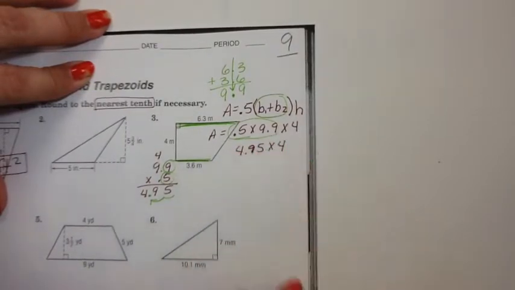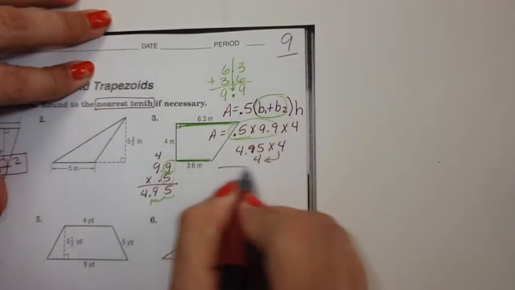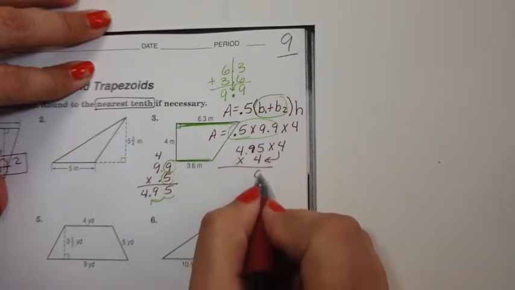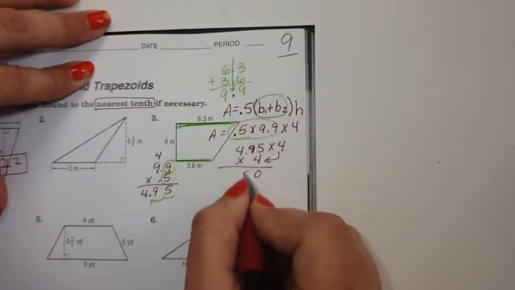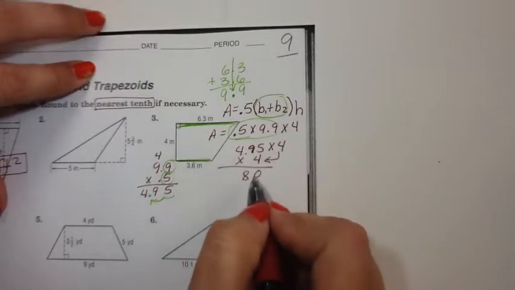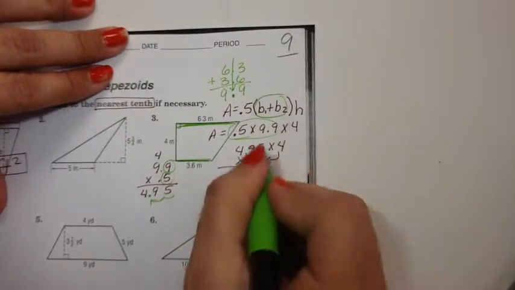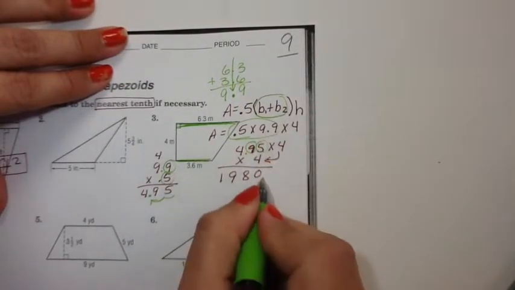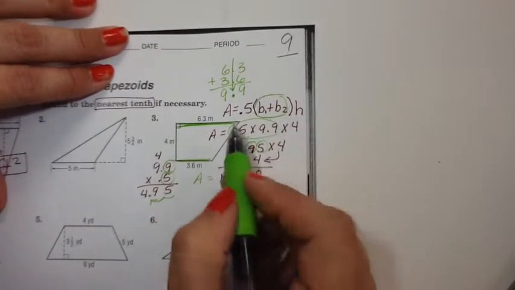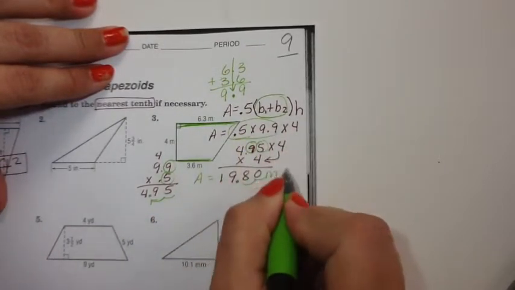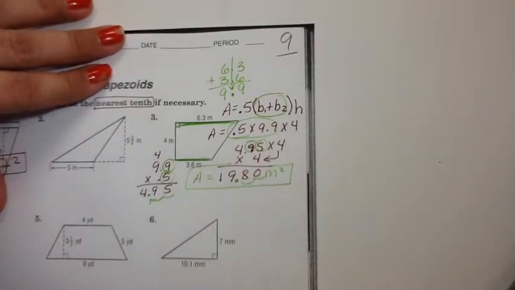Times 4. So now I multiply by 4. 4 times 5, 20, carry 2. 36 plus 2, 38, carry 3, 16, 17, 18, 19. There are 2 numbers behind the decimal, so I go 1, 2, and this is your area. Put the unit m to the second power. And that is how you find it.